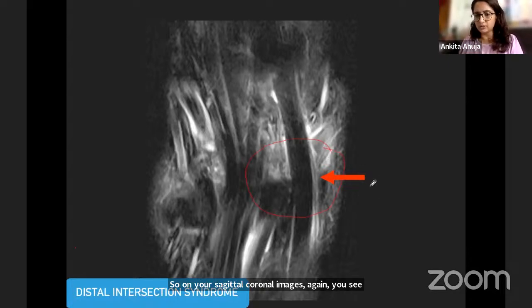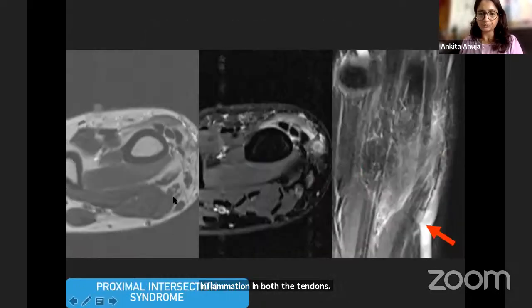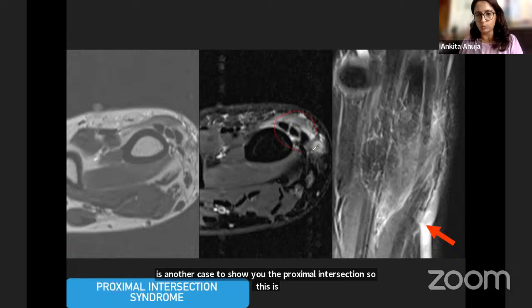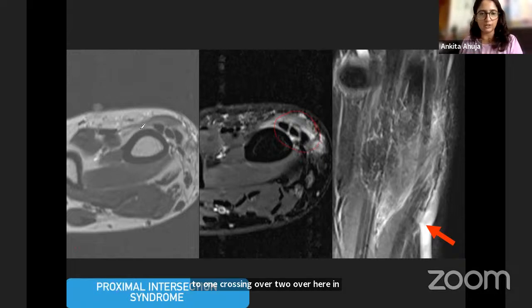At the level of the wrist is a distal crossover. This is another case to show you the proximal intersection. So this is 1 crossing over 2 in the distal forearm with inflammation, which you can pick up here. And the pain marker was exactly over that area. That's why this was covered, right?